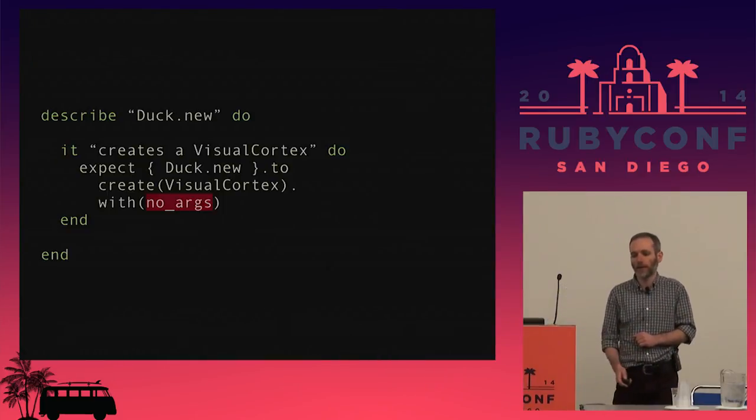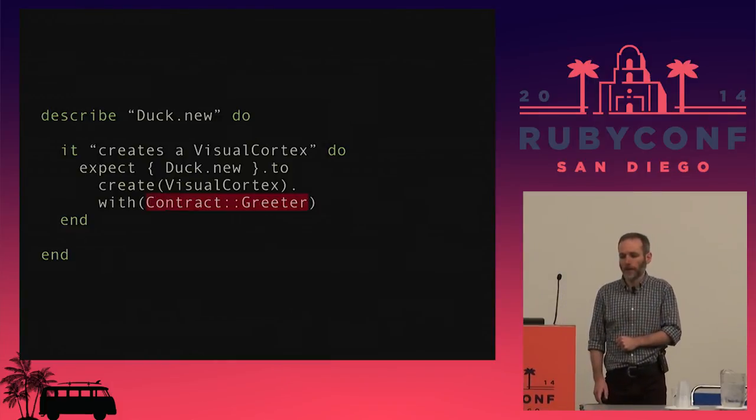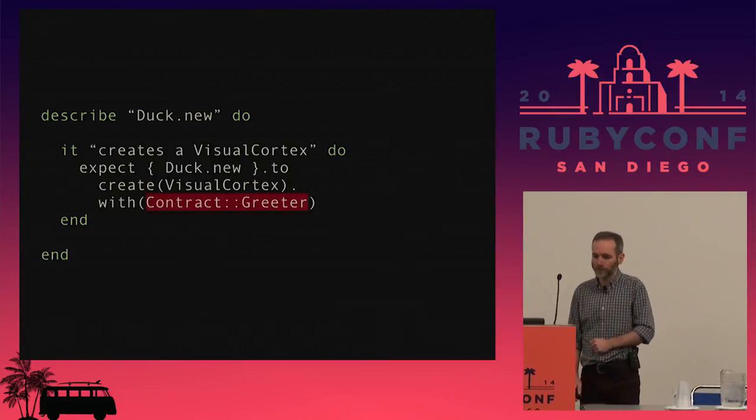Okay, so what do we do at this point? Well, we said that we're going to call it with no arguments, and we know this is wrong. So what are we going to call it with? Well, I've written this in such a way that you can just give it the name of a contract. You can say, I want you to call me with anything that implements this particular contract.